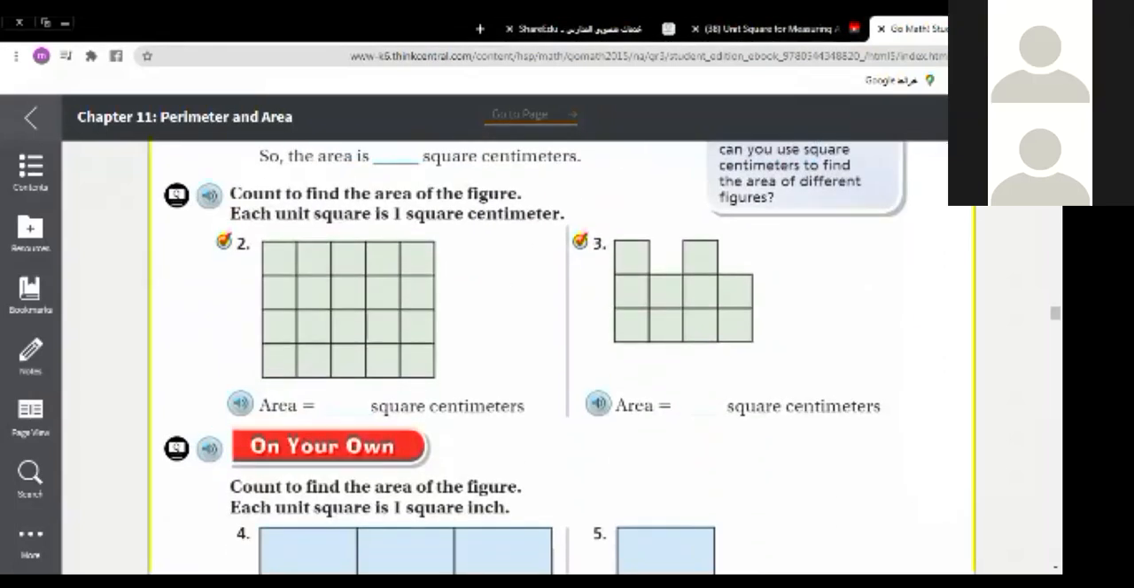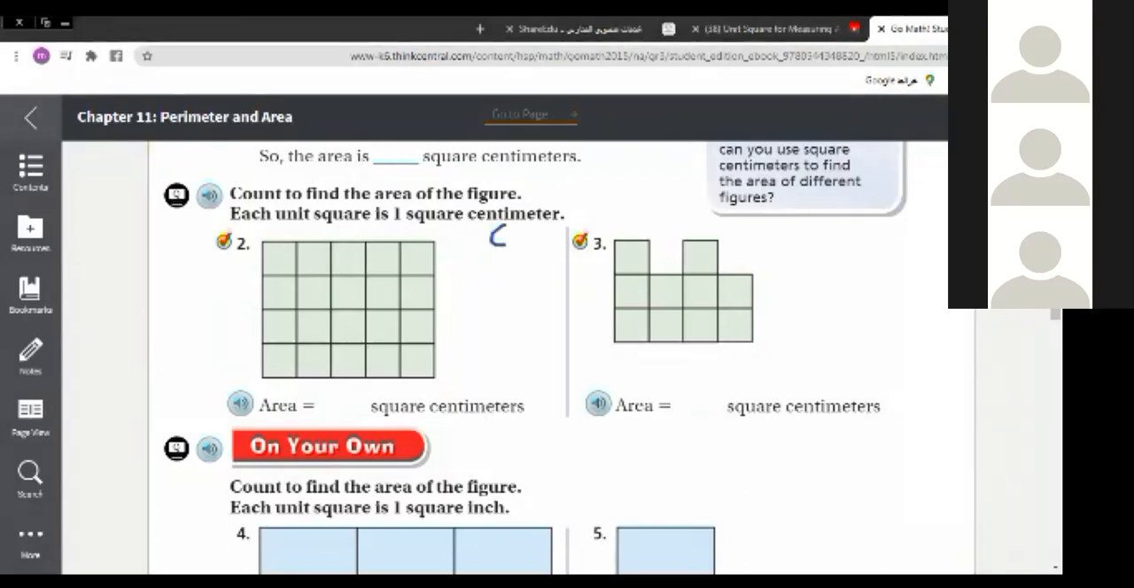Question 2, Usama. Usama, read, please. Count to find the area of the figure. Each unit square is 1 square centimeter. Again, read this word again, centimeter. And the abbreviation of this word is cm. Okay, centimeter. How many squares inside this figure?